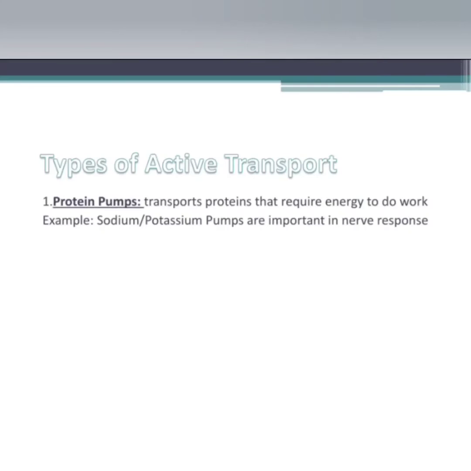Protein pumps are transport proteins that require energy to do work. Examples: sodium potassium pumps are important in nerve response. Protein pumps are specific to their shape and specific to the gate that they pass through, but they also require energy. If energy is not invested by the cell, then the protein pumps will not open. Its example you can see written here: sodium potassium pump in nerve response.